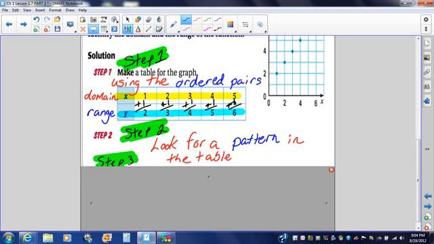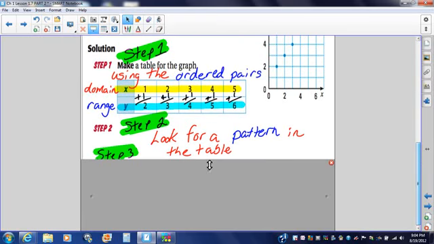Just remember, when you get to the games, you need to try the pattern all the way across. Make sure the pattern works all the way across. So step 2, we look for the pattern. I'm thinking that the pattern is adding 1 every time.